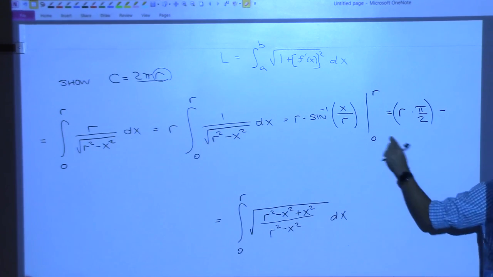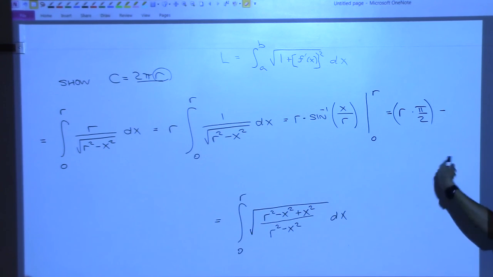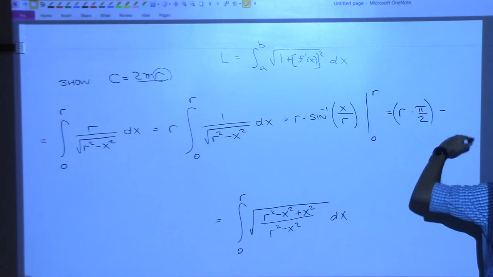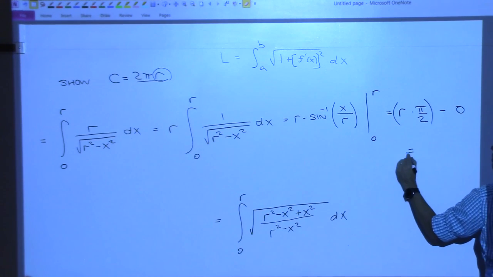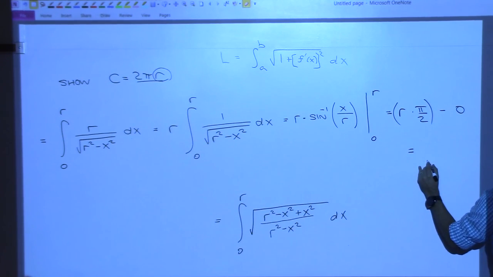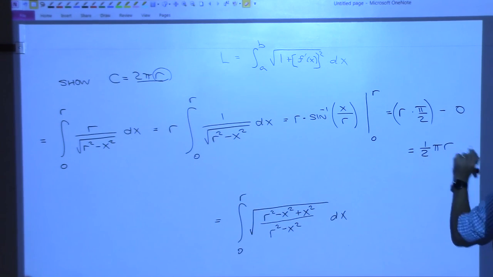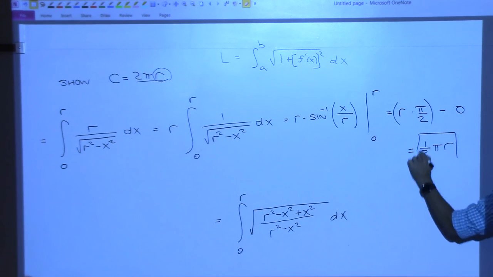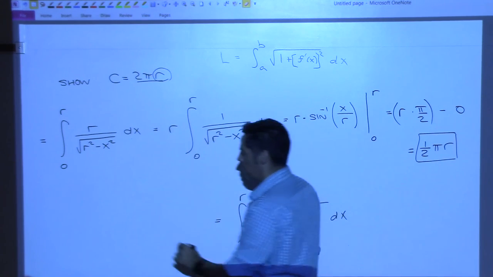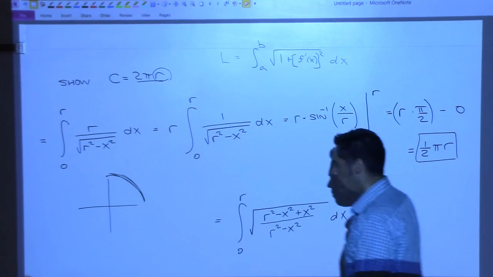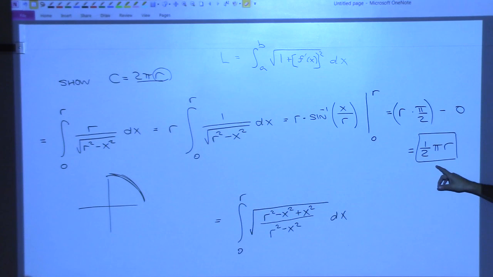And then minus, now arc sine of 0. So what's arc sine of 0? At what angle is your y-coordinate 0? At 0. So you get 0 here. So our answer is half of pi r. And that was only 1/4 of it, remember? When we went, we only found that piece. So if we multiply that times 4, we get 2 pi r.